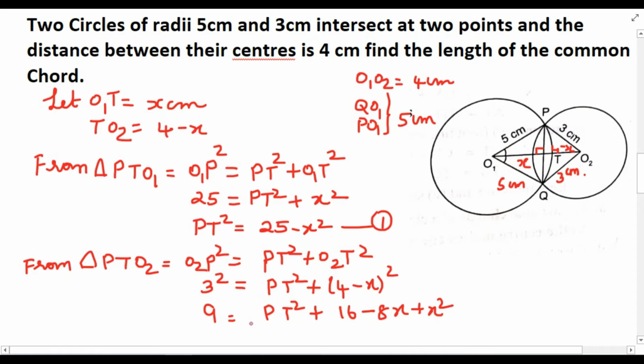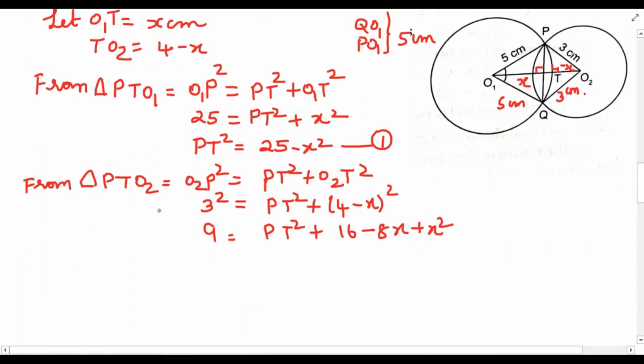When you simplify this, PT square is equal to, keeping PT square on this side and taking everything else to the other side, minus x square plus 8x, then 9 minus 16 will be minus 7. So from equations 1 and 2, PT square is 25 minus x square in one, and minus x square plus 8x minus 7 in the other.